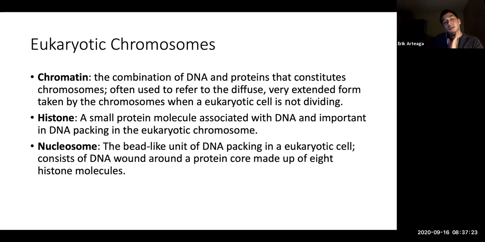So histone, this is a small protein molecule associated with DNA and important in DNA packing in the eukaryotic chromosome. Again, this histone is going to be used to make chromatin, right? So this is going to be the DNA and the protein component, so the histone. Nucleosome is a bead-like unit of DNA packing in a eukaryotic cell, consists of DNA wound around a protein core made up of 8 histone molecules, right? And we'll see that in a minute.